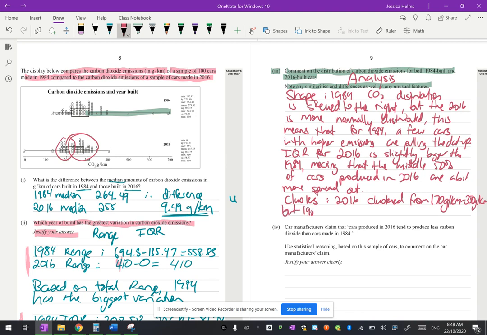But 1984 is clustered more in the sort of center of that, so maybe 200 to maybe 340, 330 grams per kilometers, and is less tightly clustered. It's a little bit more spread out.